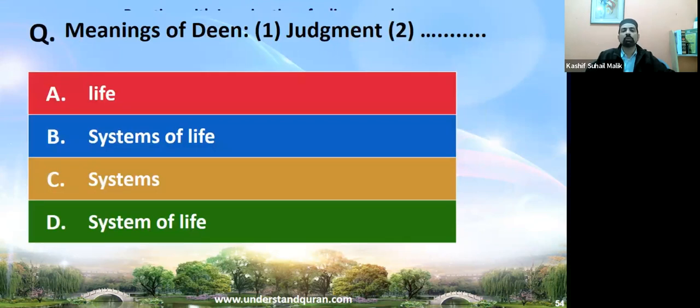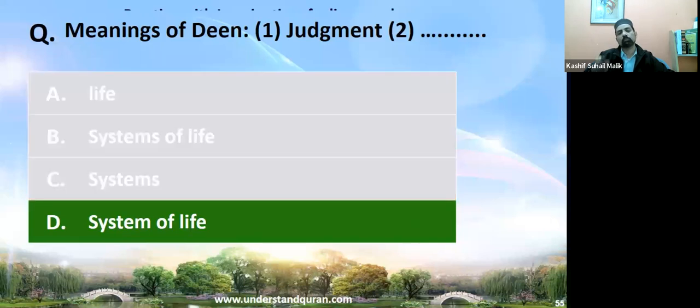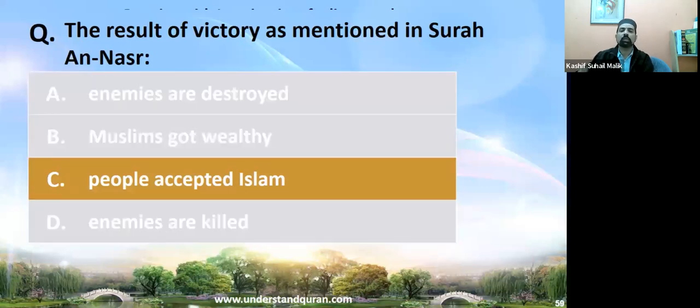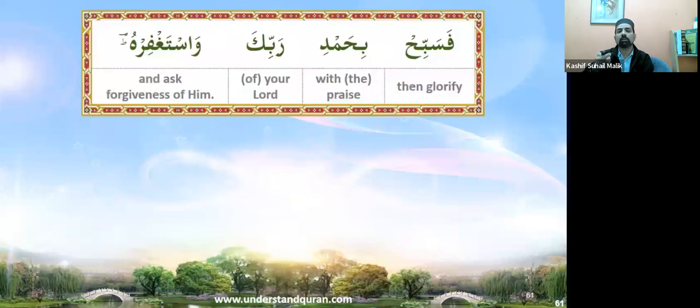So, meaning of deen, A, B, C, D. One is judgment. Second meaning, B. Very right. The result of the victory mentioned in Surah Al-Nasr is A, B, C, D. C. Yeah, you see, this is the true victory rather than the worldly victories which we keep on looking at. Alhamdulillah. So let's move to the last part of the surah.